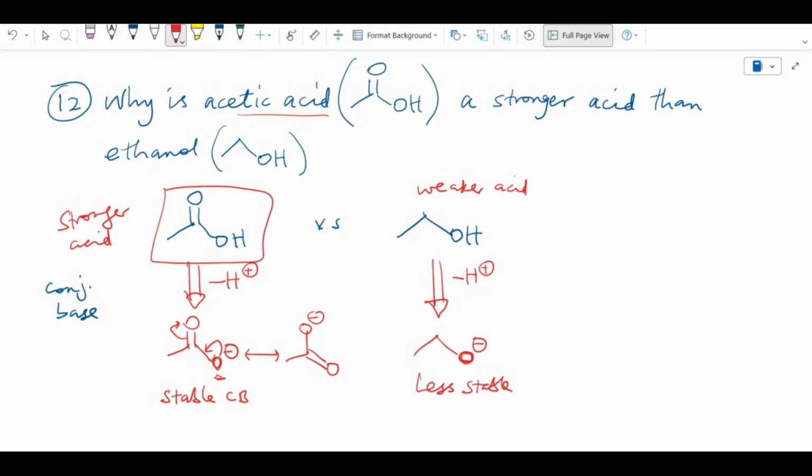So the question asks us, why is acetic acid a stronger acid than ethanol? Acetic acid is a stronger acid than ethanol because its conjugate base is more stable than the conjugate base of ethanol. Therefore, acetic acid would willingly and readily lose its acidic proton in order to form the more stable conjugate base. This is the reason why acetic acid is considered a stronger acid than ethanol.